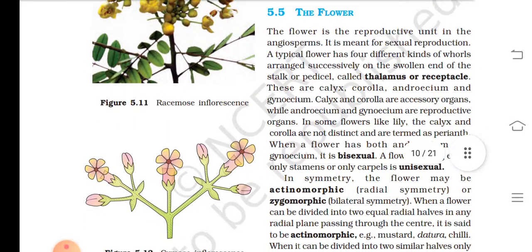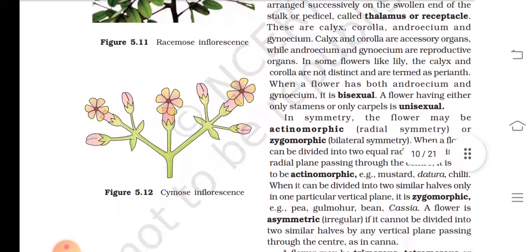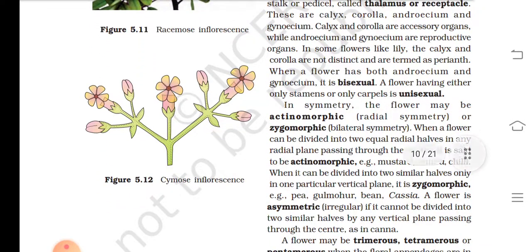5.5 The flower. The flower is the reproductive unit in the angiosperm. It is meant for sexual reproduction. A typical flower has four different kinds of whorls arranged successively on the swollen end of the stalk or pedicel, called thalamus or receptacle. These are calyx, corolla, androecium, and gynoecium. Calyx and corolla are accessory organs, while androecium and gynoecium are reproductive organs.